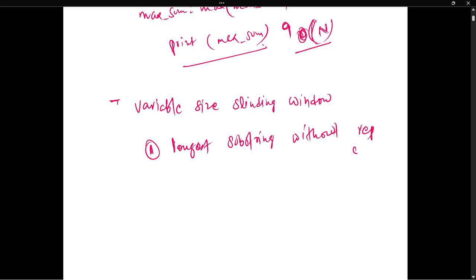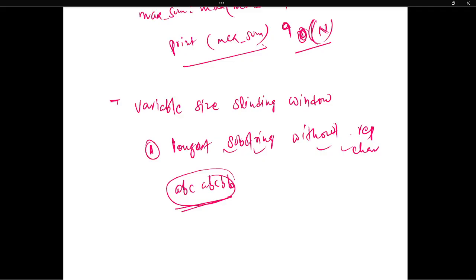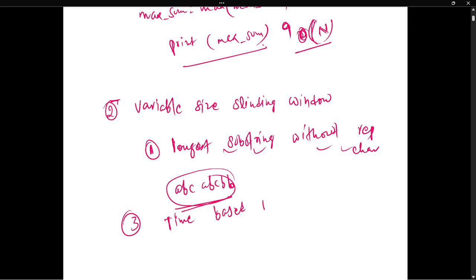Okay, so something like a b c, then A, B, C, B, B. If this is the input and you have to find the longest substring without repeating characters, this type of problem is called variable size. And then we have the time based also. So there are three types of sliding window: one is fixed, second is variable, and third is time based window.